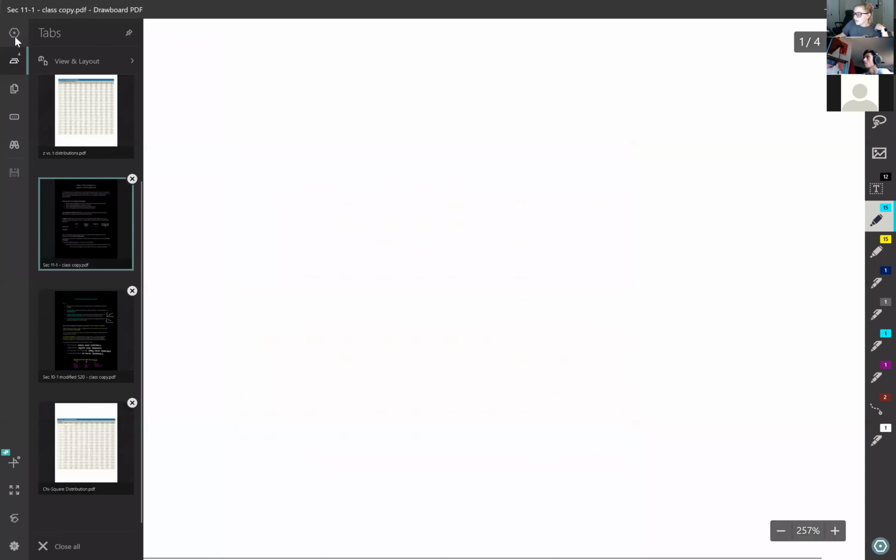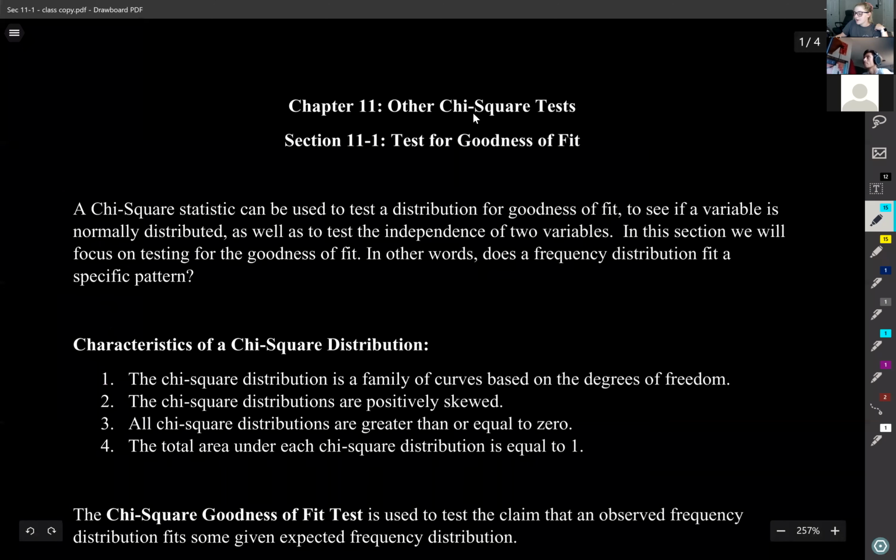Okay, so first thing that I'm going to say is how to pronounce this. This is called a chi-square test. Not a chai, not a chi, it's chi. So this is chi-square. Chapter 11 is all on the chi-square distribution, but section 1 talks about specifically using it for something that's called a test for goodness of fit.